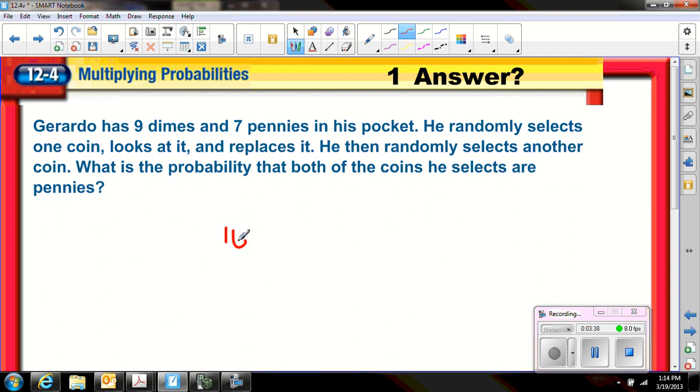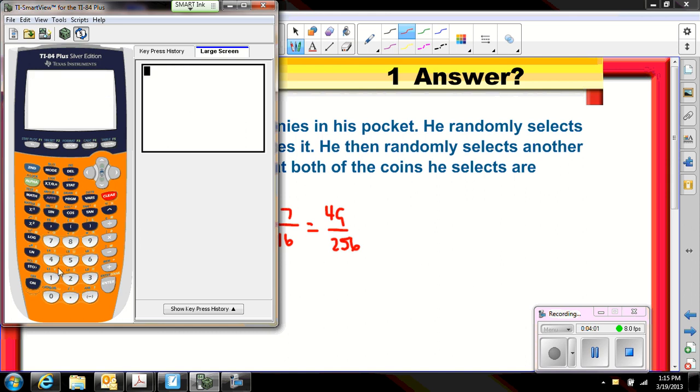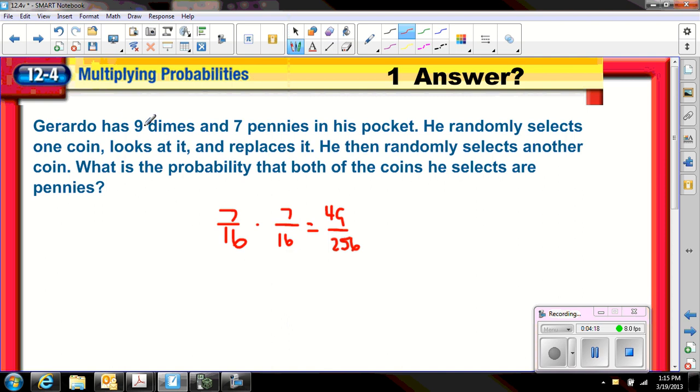So again, 16 coins in his pocket, 7 of them are pennies. That's coin number 1. He puts the coin back, which means there's still 16 coins in his pocket, 7 of them still pennies. Multiply them together, we get 49 over 256. Probability can be expressed as a decimal, 49 over 256, which is 0.1914, or as a percentage, which is 19%. So a much better chance to pick a dime twice in a row than picking a penny twice in a row, which makes sense considering he has more dimes than pennies.